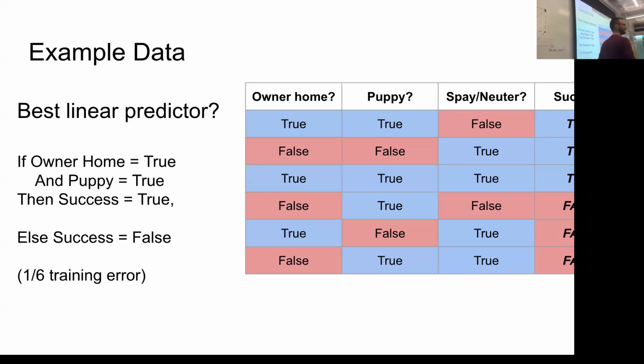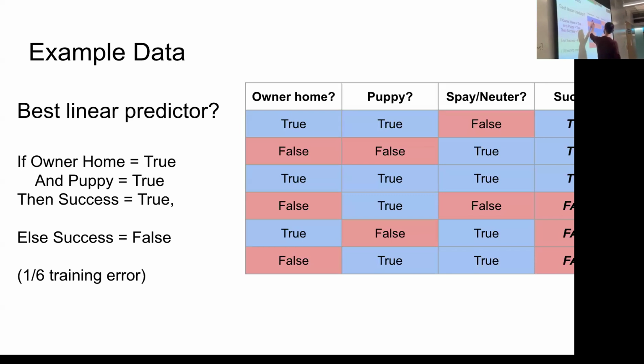Yep. False, false, true. There you go. The owner is not home. The dog is not a puppy. So the model predicts false for this data point, but the true target variable is success, right? So this is the only point which will be misclassified. For all the other points, the classification label is correct.